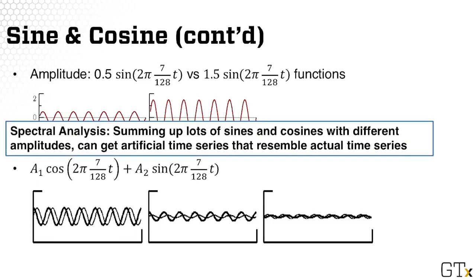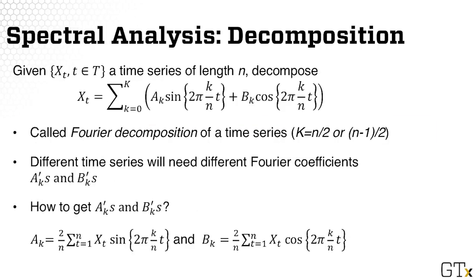Spectral analysis is thus the summation of lots of sines and cosines with different amplitudes, getting artificial time series that resemble actual time series. To be more specific, we can decompose a time series x_t into a sum of harmonics at different frequencies k over n for k from 0 to big K. This decomposition is called Fourier or spectral decomposition.